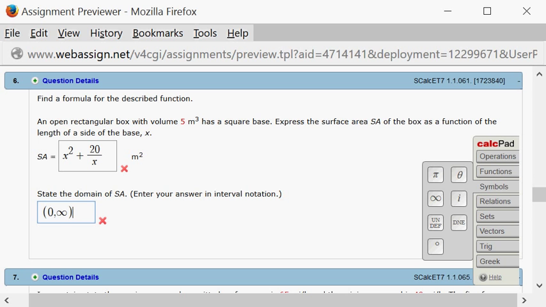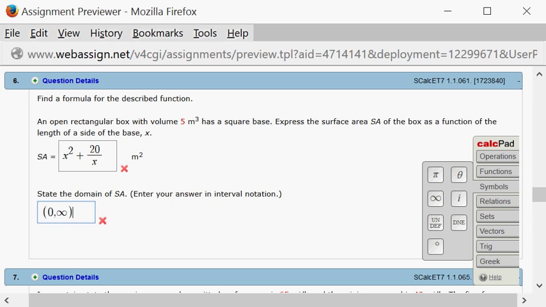You have to be careful. This is not the natural domain. The natural domain would be all real numbers except for 0. 0 is the only bad number. But this domain comes from the physical restriction. Since we're talking about length, we shouldn't talk about negative numbers. That's why we have this as the domain.